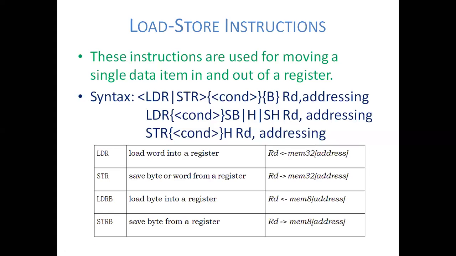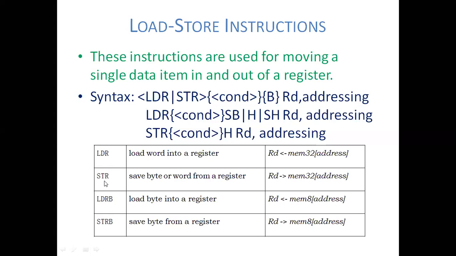Look at this one, LDR, load word into a register. A word is nothing but a 32-bit value, right? A 32-bit value into a register. What is that? RD will be loaded with a value at a given address. What does that contain? It contains a value of length 32 bits, and it will be moved to RD.